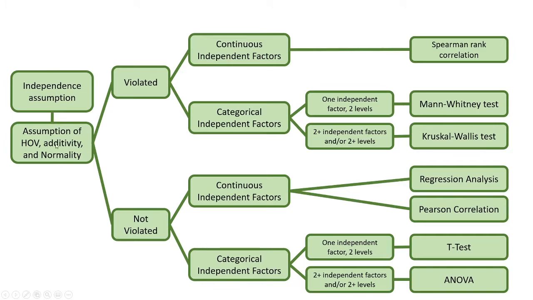The assumptions that go into the test. You always have to have this independence assumption. And then these assumptions of the homogeneity of variances, additivity, and normality are all going to be assessed. If they're violated, you'll use this branch, and if they're not violated, you'll use this branch of the tree. The differentiating feature between these two main branches is that one uses parametric statistical tests, and the other one uses non-parametric statistical tests.